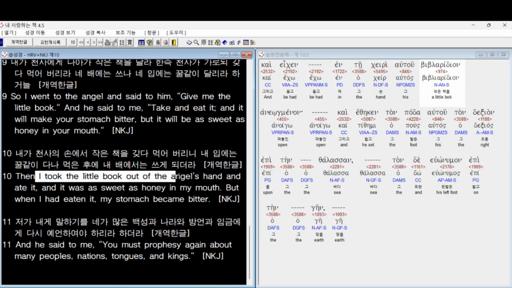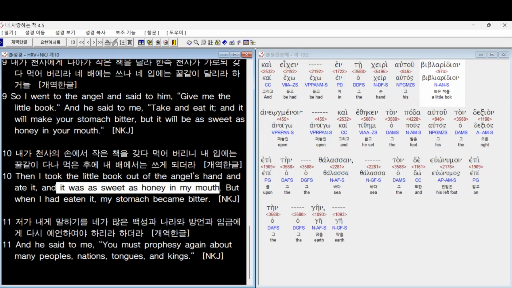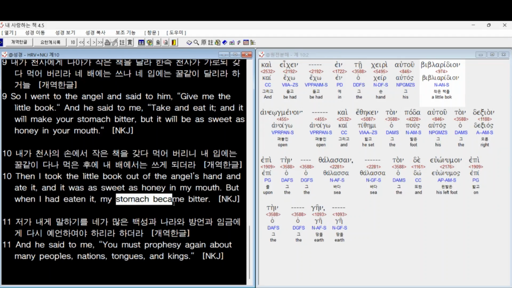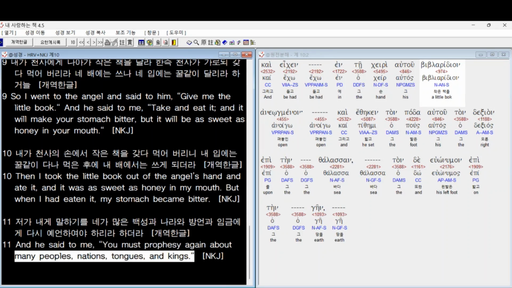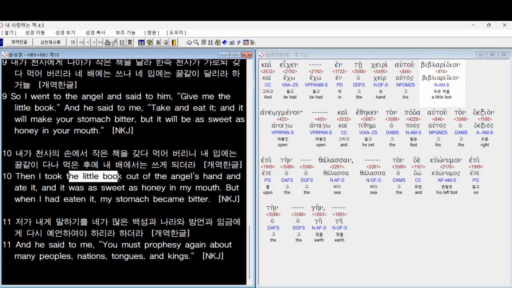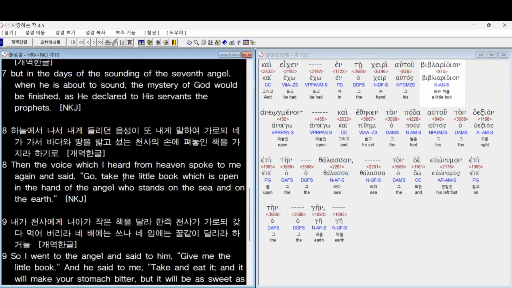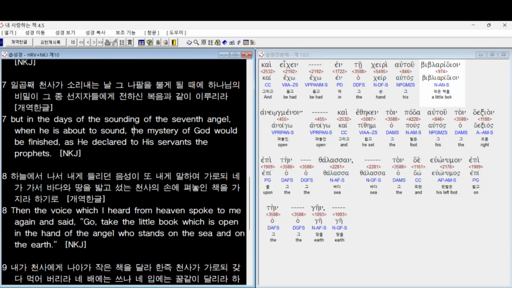Then I took the little book out of the messenger's hand and ate it. It was as sweet as honey in my mouth, but when I had eaten it, my stomach became bitter. And he said to me, you must prophesy again about many people, nations, tongues, and kings. Without eating the neuter book, without making your mouth and your stomach bitter, you are not able to prophesy again. Until you eat this little book, until you hear the seventh messenger, the sound of the trumpet, until you understand the mystery of God.